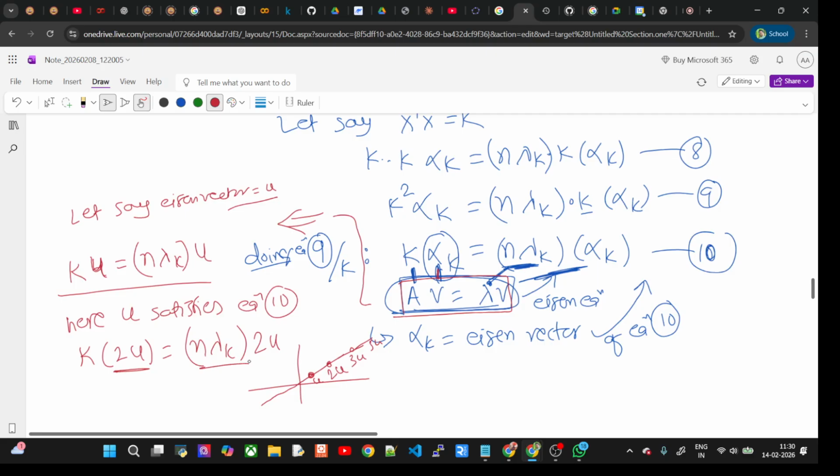You can see that this is just multiplication and just multiplying with n lambda k. This is satisfying both equations. Both u and 2u satisfy equation number 10. They are satisfying equation number 10.